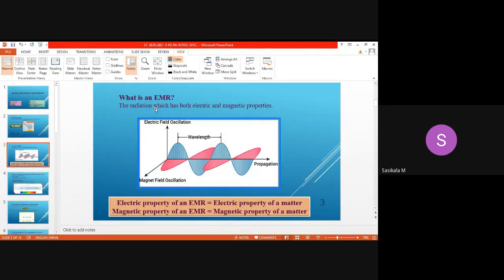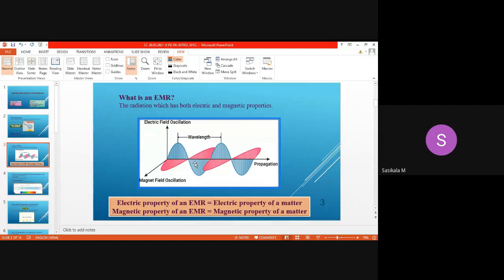Now let's see what an EMR is. What is EMR? Electromagnetic radiation. Why is it called EMR? The radiation which has both electric property and magnetic property. You can see one wave oscillating as the electrical field oscillation, and another wave is the magnetic field oscillation, and both waves are perpendicular to each other in the direction of propagation. That is the nature of electromagnetic radiation.